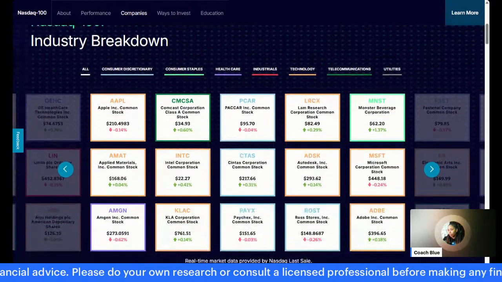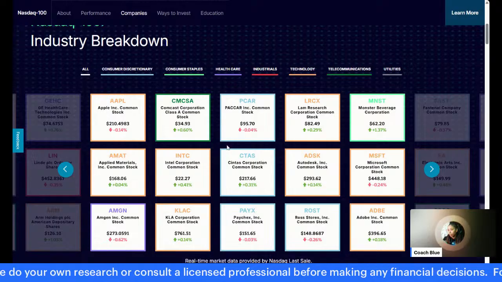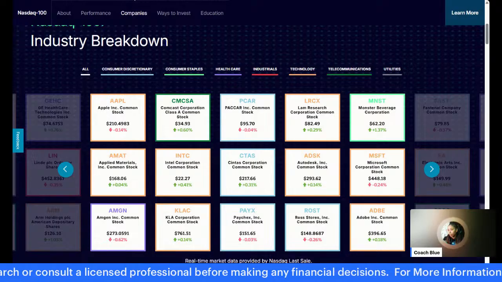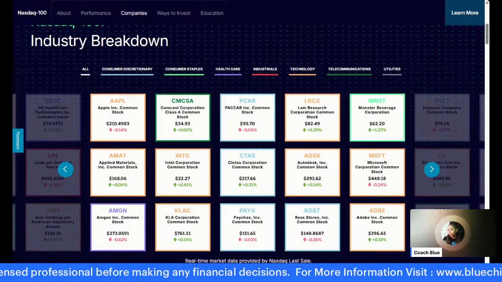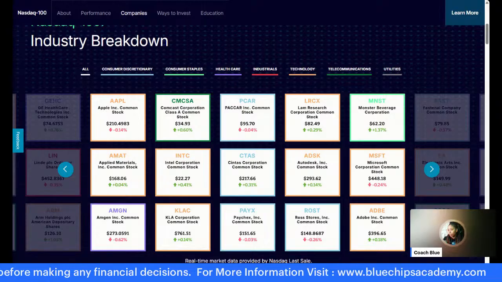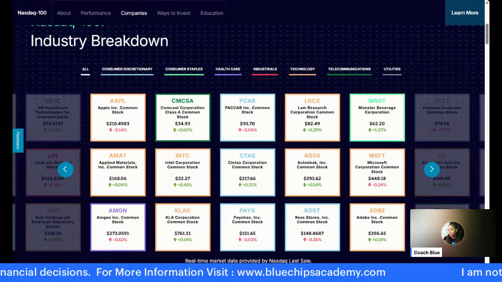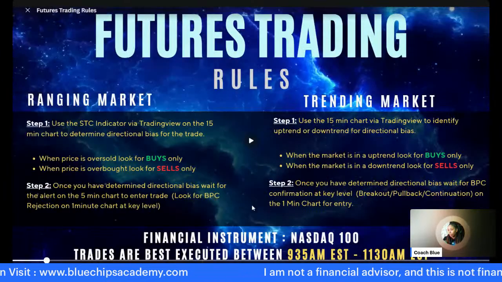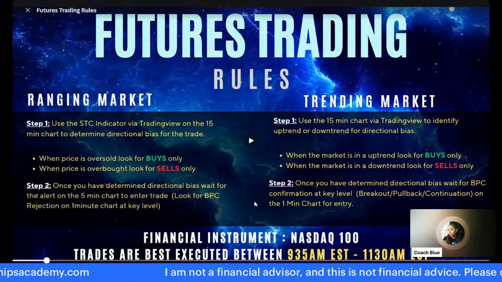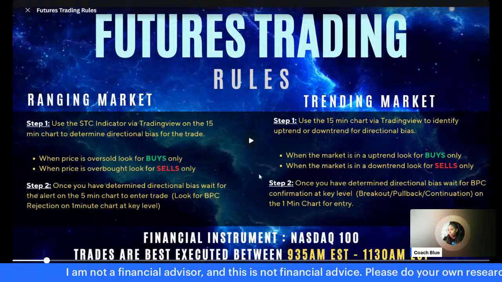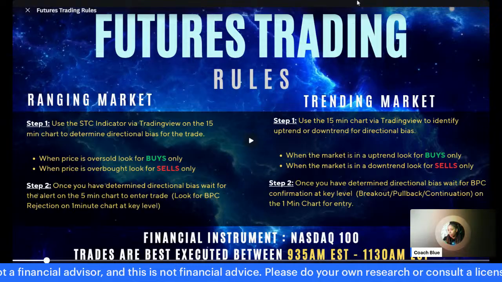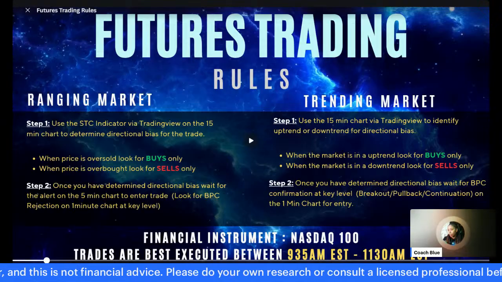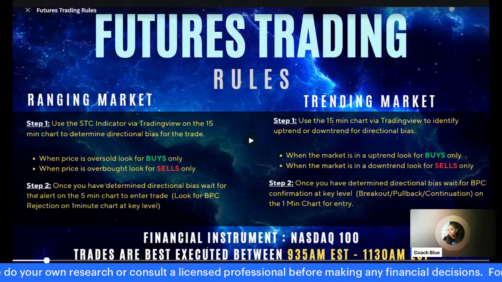Okay. So that's NASDAQ. Let's talk about how to actually trade this pair and why it's so important to look at certain things before just hopping into the market. This is our futures trading guideline on what we look for before entering the market. The first thing we want to identify, before we even look for buys or sells or anything like that, is market conditions.